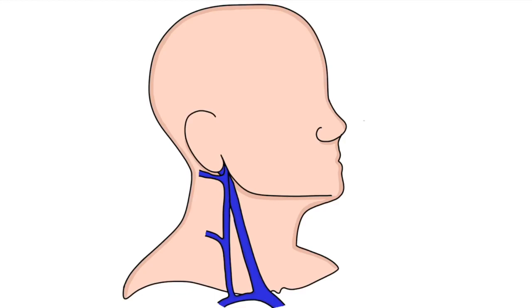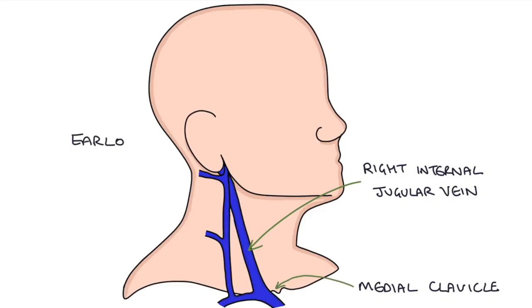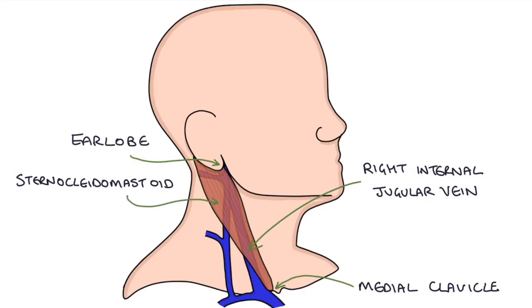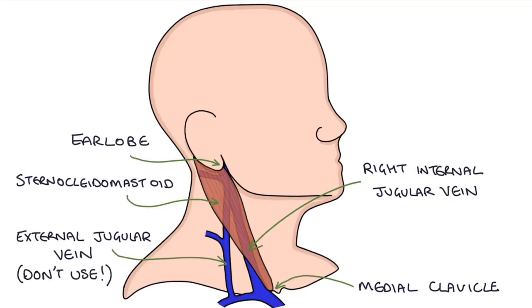So how do we assess the JVP? Well, the jugular venous pressure, or the JVP, is assessed by looking at the right internal jugular vein. And this is a vein in the neck that can be visualized between the medial clavicle and the earlobe, and it runs underneath the sternocleidomastoid muscle. Bear in mind that the external jugular vein can be seen lateral to the internal jugular vein, and we don't use the external jugular for the JVP. We use the right JVP for assessment as this sits most directly above the right atrium, so it gives us the best indication of what's happening in the right atrium.